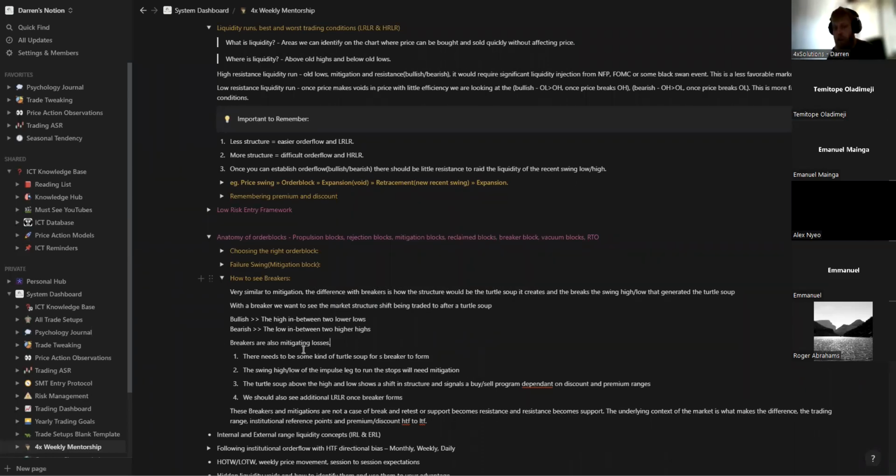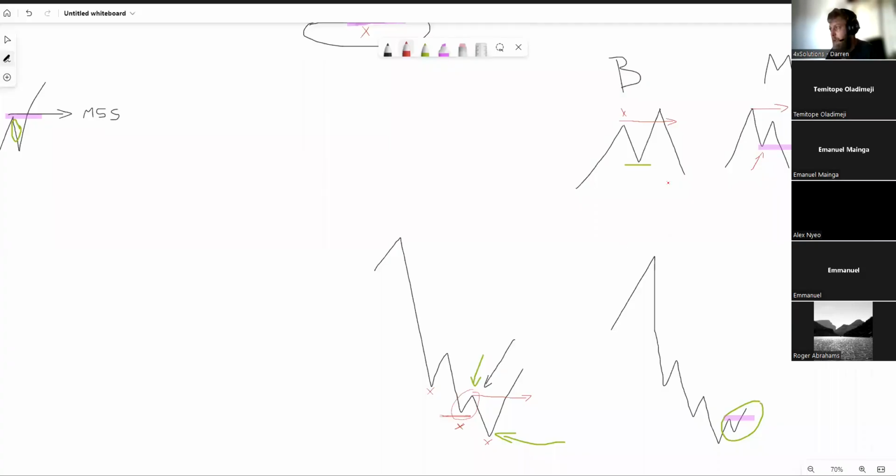Breakers are also mitigating losses. Just like the mitigation block was to mitigate losses, anyone who would have bought over here, and price now decides to go lower here, they would be in drawdown. So what would they do? This would be that breaker. They'd have to mitigate their losses by retracing back there, either exiting those positions because over here it failed to do what they thought, being bullish, and over here price is mitigating, and then price should essentially go lower.